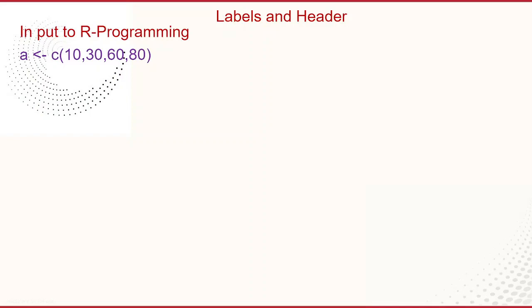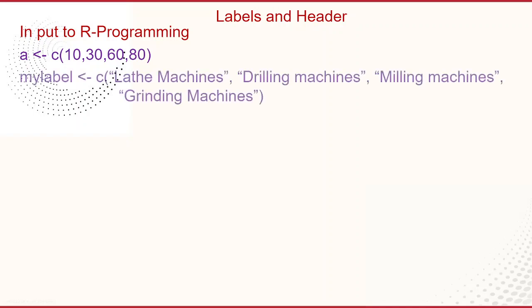Now let us see some more. I have taken other values 10, 30, 60, 80. Now I want to name all these instead of 1, 2, 3, 4. First you have to provide a variable, that is my label, a column of lathe machines, drilling machines, milling machines, grinding machines. Therefore I have taken 4 parameters 10, 30, 60, 80. 10 is related to lathe machines, 30 to drilling machines, 60 to milling machines, 80 to grinding machines.